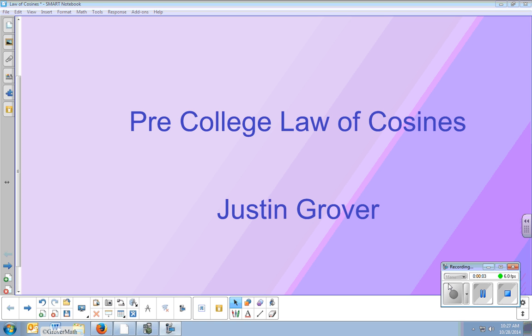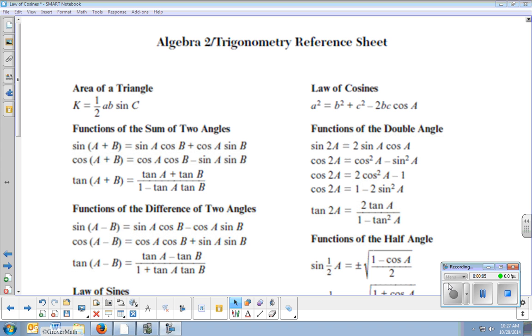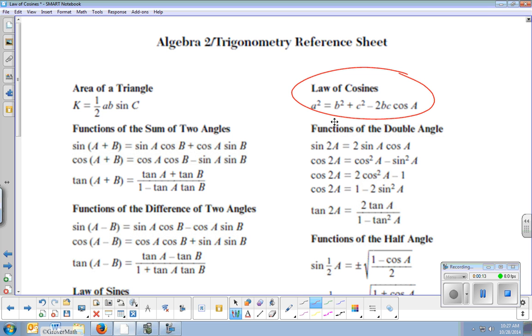Pre-college, law of cosines. The law of cosines formula is found on your reference sheet here. And it says a squared equals b squared plus c squared minus 2bc cosine a.